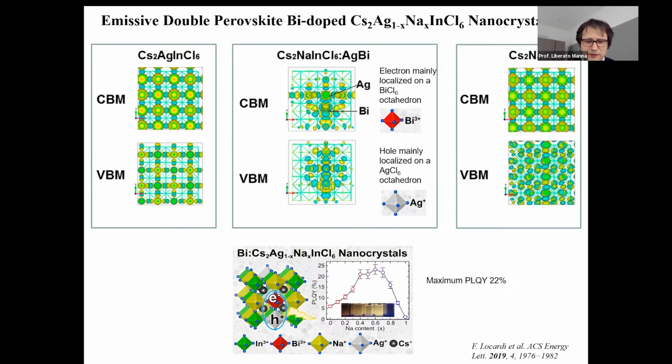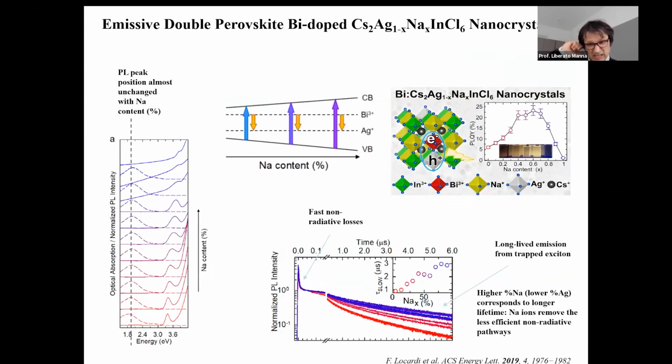And if you have too many silver chloride octahedra, on the other hand, the hole gets delocalized and the PL quantum yield goes down. On the other hand, if you have a lot of sodium ions, then you have few emitters because you simply have very few silver chloride octahedra. So it's a balance of these things. But in any case, in our nanocrystal, the PL quantum yield was actually very low, 22%.